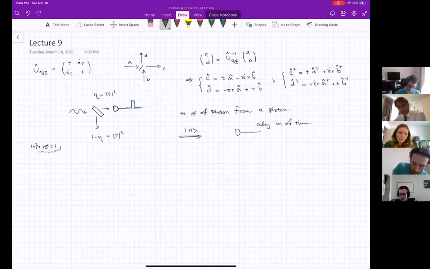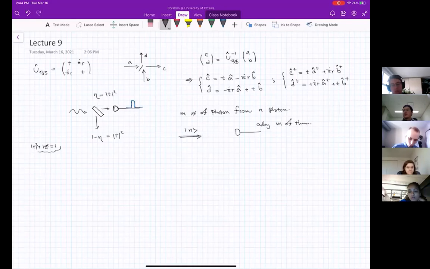Good? That's a question that we do have, because your detector is inefficient. But we are posing the question that we look for the explicit case when you have m photons. All right? So now let's look at the situation.